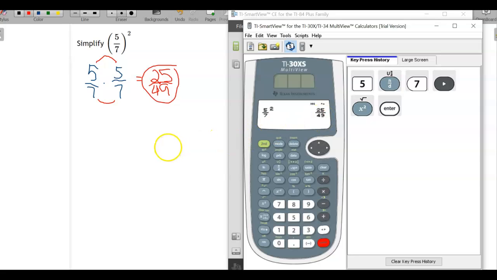So I hope you found this video helpful. It's a fairly simple process and pretty easy to work with fractions on a calculator.